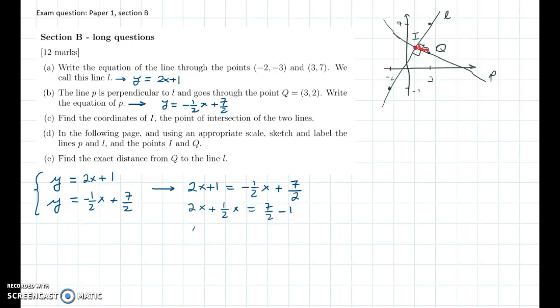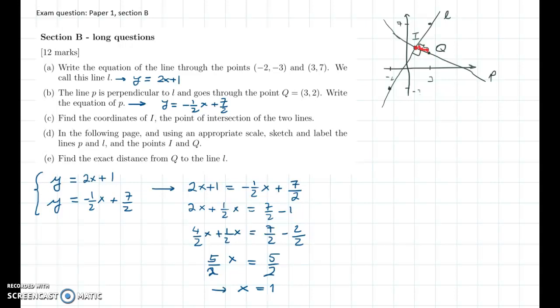So this is 4/2 of x plus half of x has to be the same as 7/2 minus 2/2. So 5/2 of x has to be the same as 5/2. So x has to be equal to 1. Now we know the value of x.